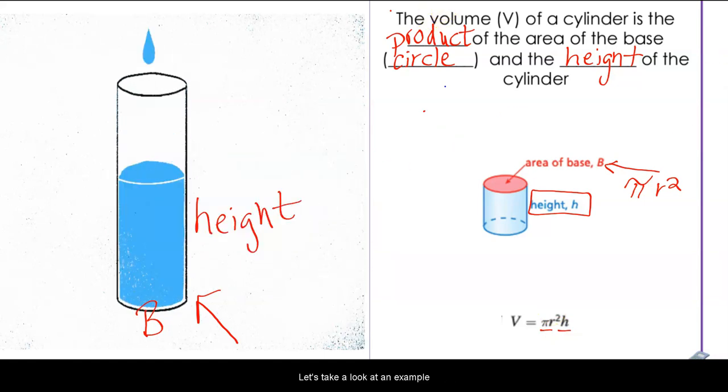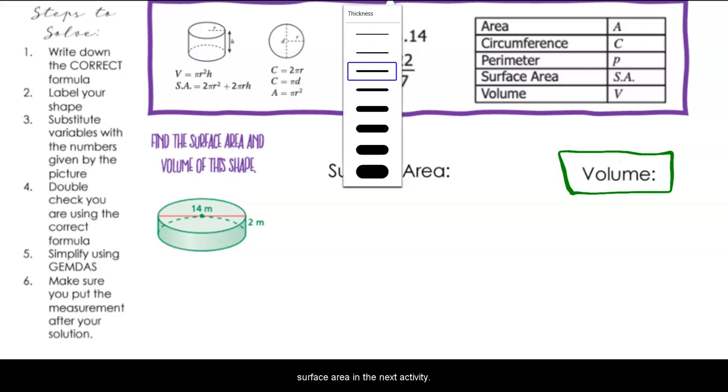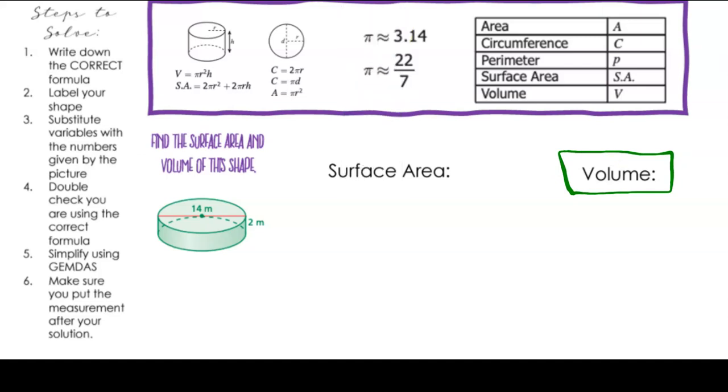Let's take a look at an example. So we have this green cylinder here, and we're going to start first with finding the volume. We'll look at the surface area in the next activity. The first thing we need to do is write down the correct formula. So we can see up here, our correct formula is pi r squared times h.